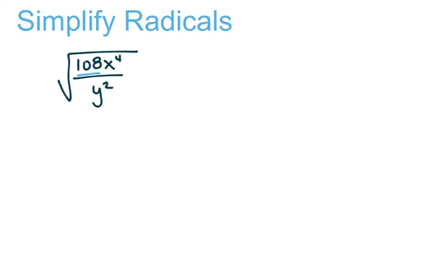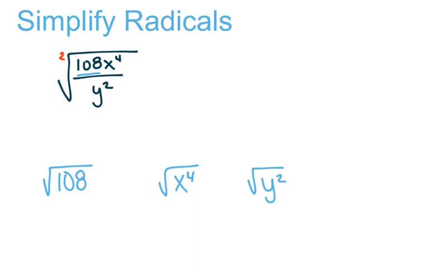If you are asked to simplify a radical with no index appearing, you're going to assume that the index is 2. When you're looking at this, you're going to look at each piece separately. You can take the square root of 108, the square root of x to the 4th, and the square root of y squared for the denominator. Remember, that's just an exponent property because radicals are just rational exponents in disguise.